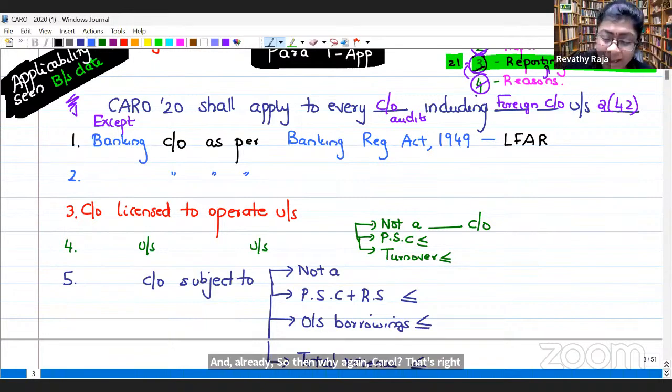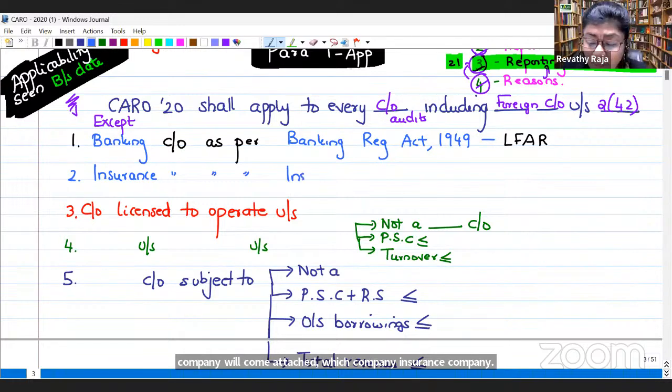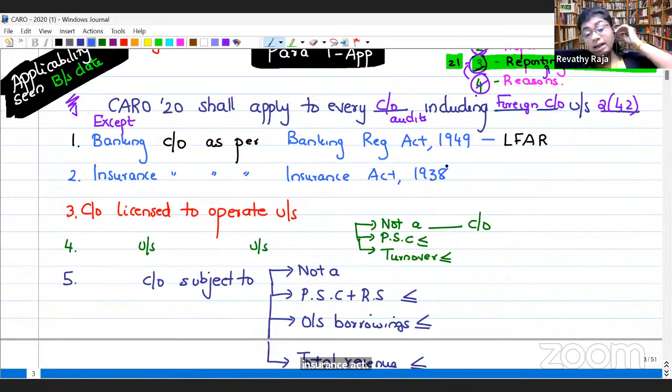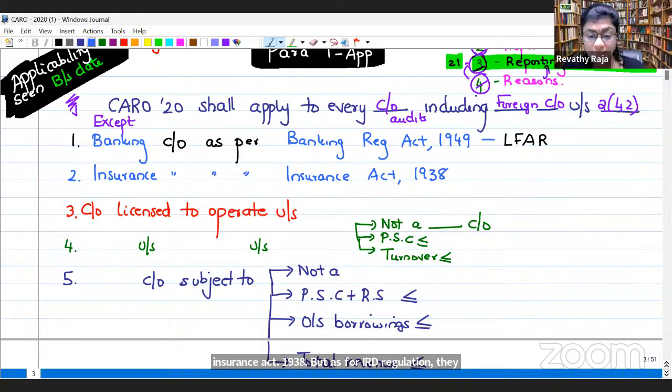Okay. Bank: always, if a bank comes, one company will come attached. Which company? Insurance company. As per the Insurance Act, 1938, and as per IRDA regulation, they also have separate reporting. Auditors will have separate reporting as per the schedule.